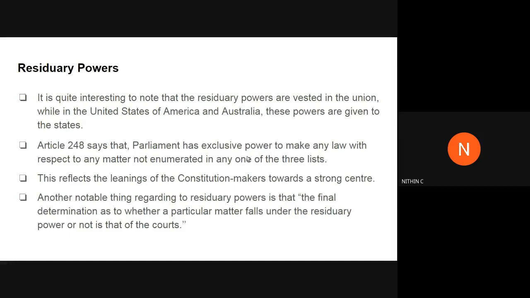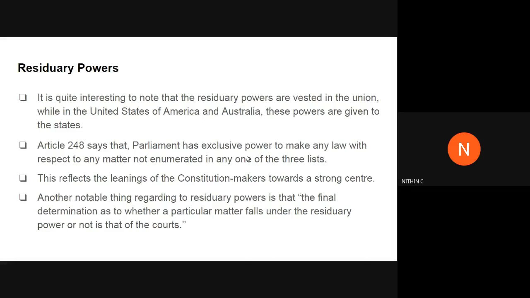Then Article 248 states that Parliament has exclusive power to make any law with respect to any matter not enumerated in any of the 3 lists. So who is having the power? Parliament has the exclusive power to make any law with respect to any matter which is not mentioned in the 3 lists. ഈ 3 ലിസ്റ്റിലും വരാത്ത കാര്യങ്ങളുടെ ഡിസിഷൻ അല്ലെങ്കിൽ ലോ ക്രിയേറ്റ് ചെയ്യാനുള്ള പവർ that is given to the parliament or union.